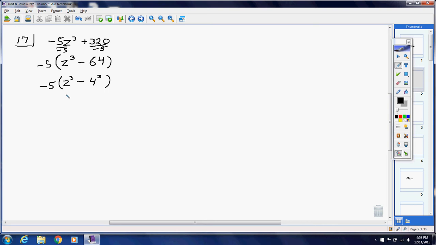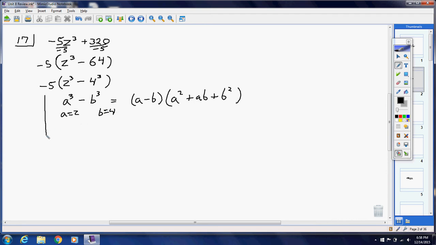And we apply our difference of cubes, saying that a cubed minus b cubed equals a minus b times a squared plus ab plus b squared. So here a would then equal z, and b would equal 4.